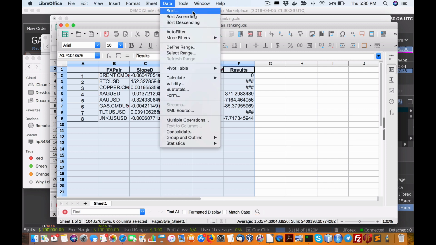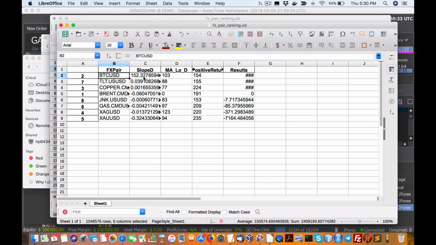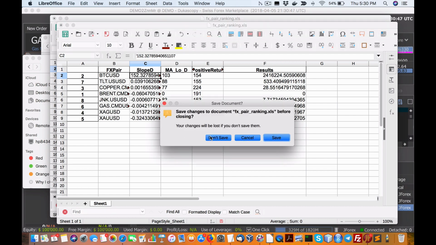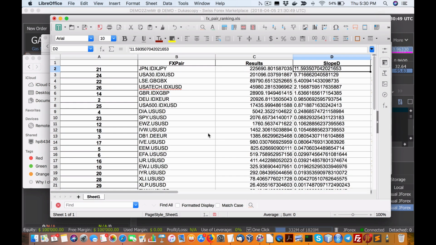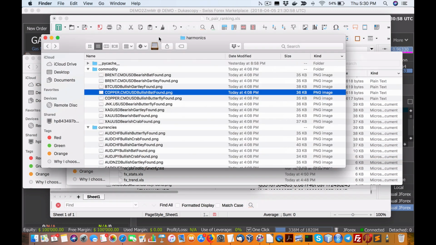Okay. We need to sort by F descending. So as usual, Bitcoin is up. The slope is still pretty strong. That's for the last year. I find Bitcoin, just as I said, is one of those weird things to trade. But definitely the Japanese index looks pretty good. I'm definitely down for that.